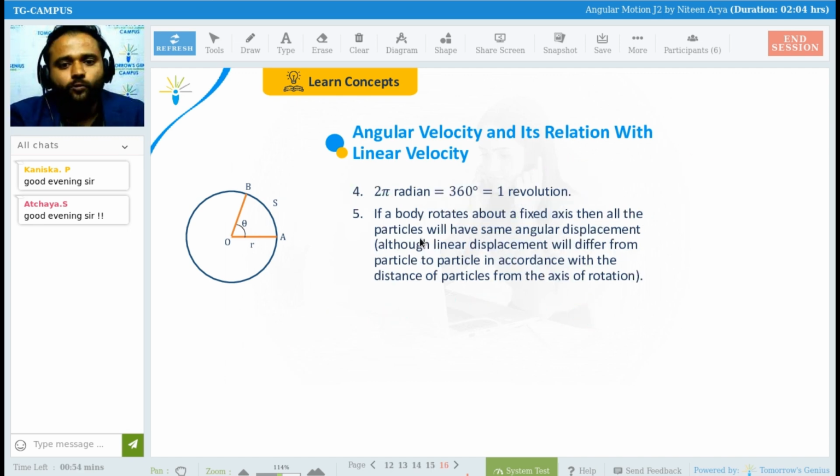Okay. Then 2 pi radian is 360 degree. That is very easy. Pi is 180 degree. As you can see, if I draw it this way, 2 pi radian basically is saying this.